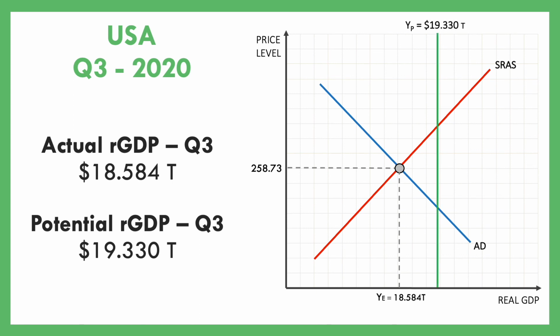So if you notice, our short run intersection is to the left of our potential. It's to the left of where we could be. And so what do we call this? Well, we call this a recessionary gap, where we see that our economy is experiencing a recession. And that's exactly what we saw throughout quarter 2 and quarter 3 of 2020.